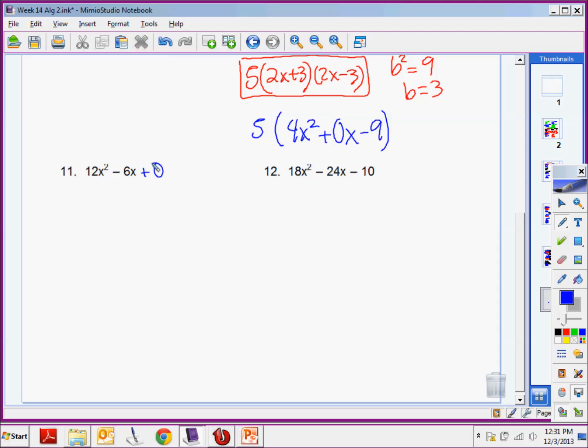All right, on 11, what's missing? C, right? Okay. Now, is there a greatest common factor? Yes. What is it? 6. So I'm gonna factor out 6, and I'm gonna be left with 2. And then you just do the difference of squares. It's not difference of squares. Now I just either do graphing, quadratic formula, or cab.